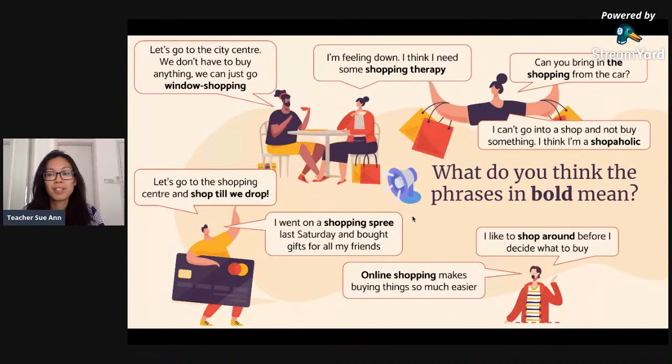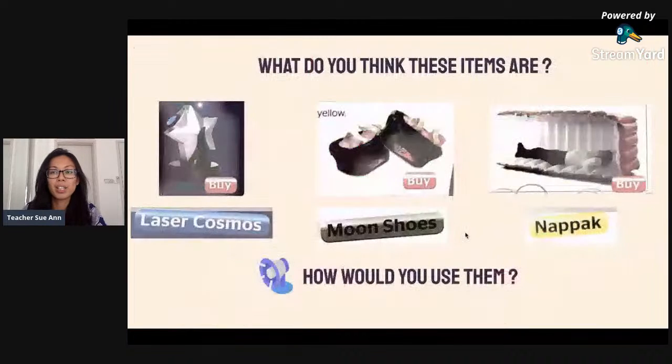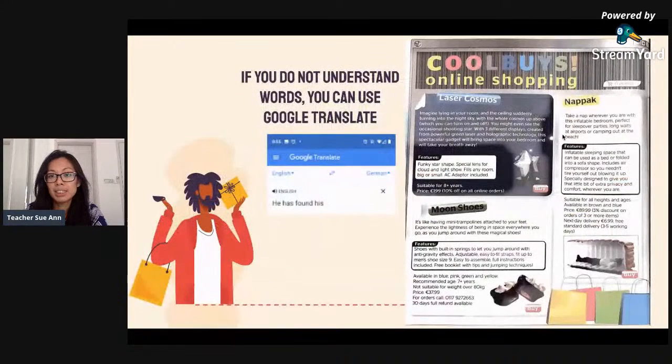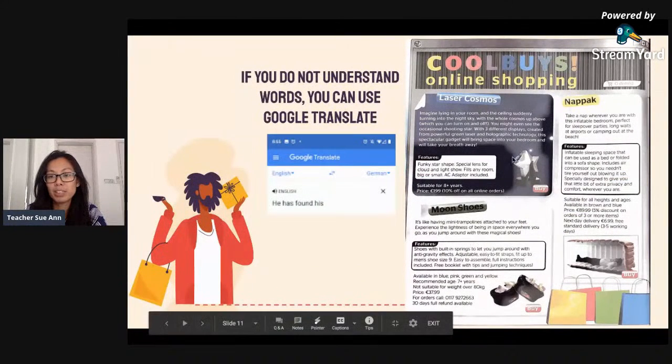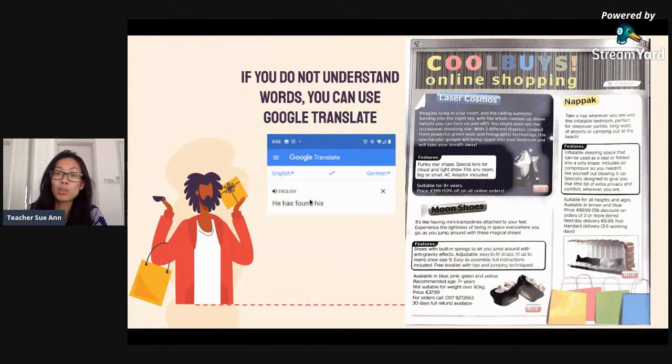All right, next. So then we talk about the items. There are 3 items in that lesson. We have the laser cosmos, the moon shoes, and the Nepek. And I ask you, how would you use them? So you're actually supposed to answer, what do you think these 3 items are individually? How would you use them? And then we read about this in the Cool Buys online shopping, right? So you read about what this is. If you don't understand, you can actually use Google Translate.